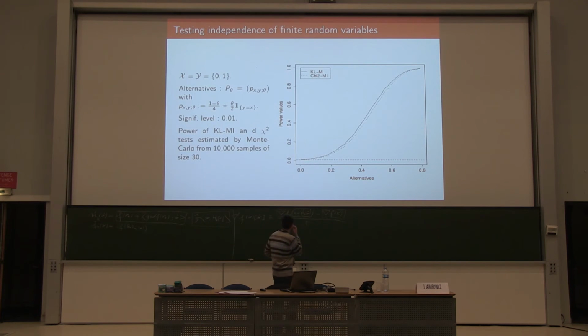Okay, just have a look at some simulation results on this independence test procedure. Precisely here, we consider the case of two binary random variables, and we compare the Kullback-Leibler independence test with the chi-square one, and what we obtain for a small significance level is that the Kullback-Leibler independence test is more powerful than the chi-square independence test.